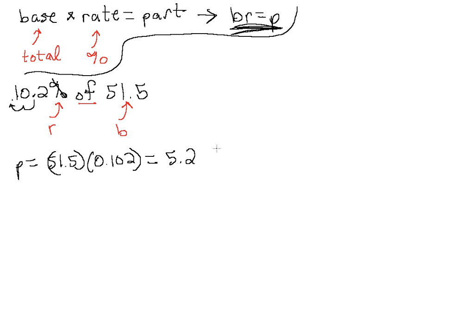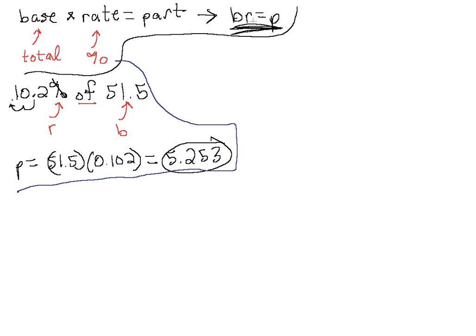We have 5.2530. Here we're not instructed on how to round, so we'll go ahead and write out all 3 decimal places. As a rule of thumb, we always want to round to at least 2 decimal places for accuracy, unless otherwise specified. So here we're going to round to all 3 decimal places. So 5.253 is 10.2% of 51.5. Just simply using our percent equation to find what's being asked. Let's look at another one.